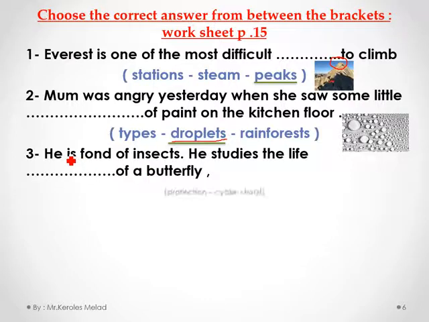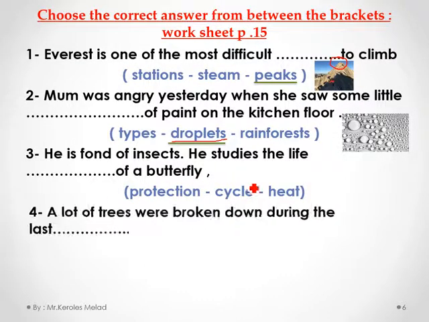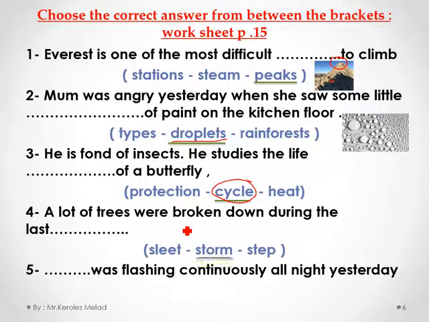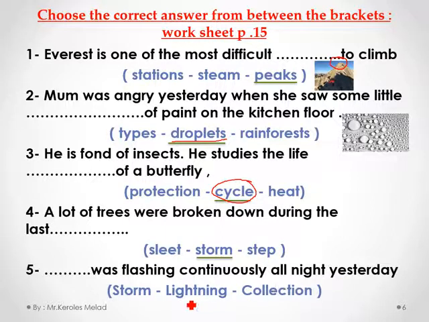Number 3. He is fond of insects. He studies the life cycle of a butterfly. The life cycle. Number 4. A lot of trees were broken down during the last storm. Number 5. Lightning was flashing continuously all night yesterday. It was lightning.